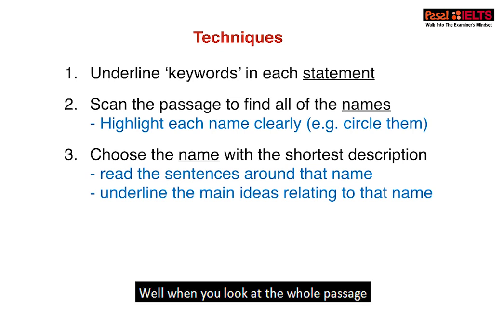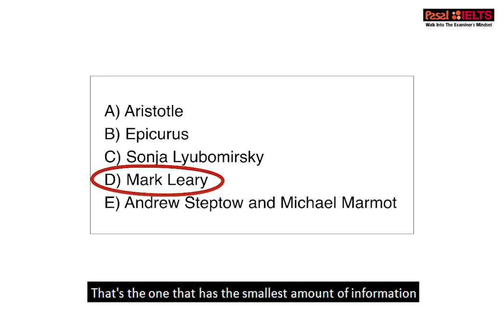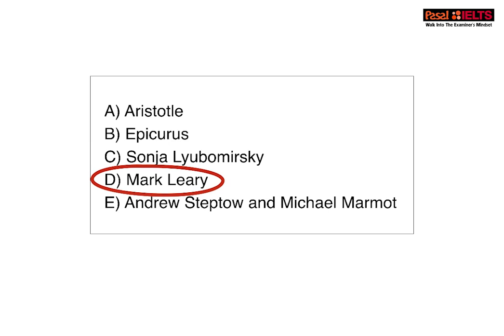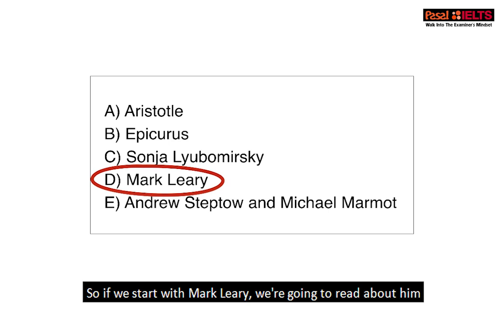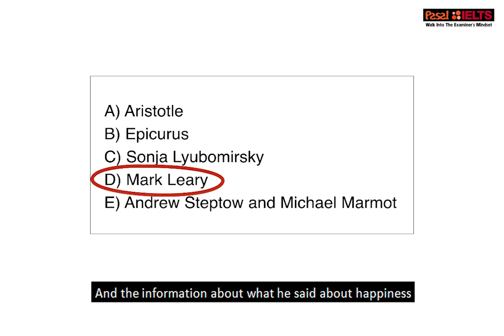Well, when you look at the whole passage and where you've highlighted all the times that these names are mentioned, you should see that the name with the shortest description is Mark Leary. That's the one that is mentioned least, or has the smallest amount of information about it. So if we start with Mark Leary, we're going to read about him and the information about what he said about happiness and try and match that with one of the statements.